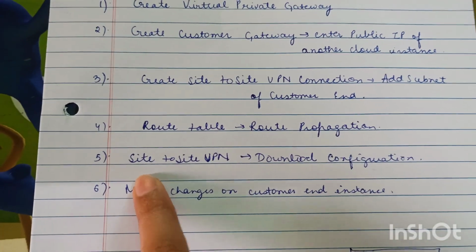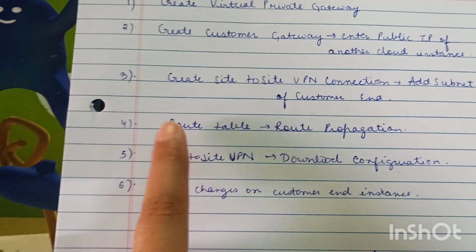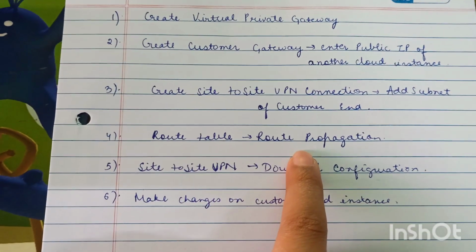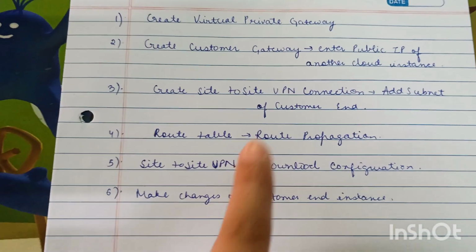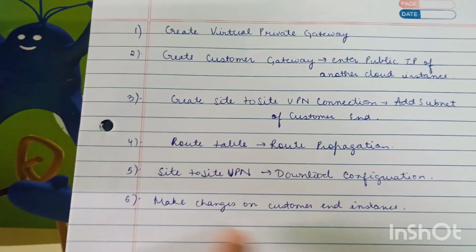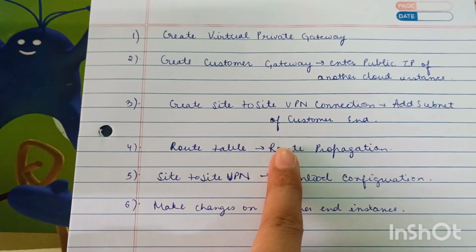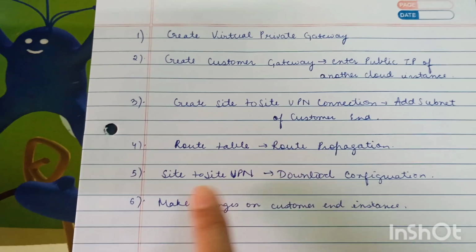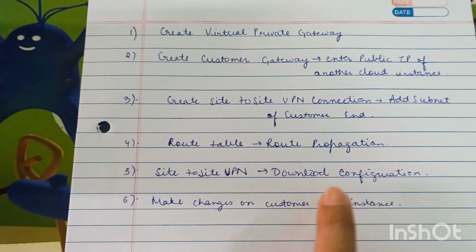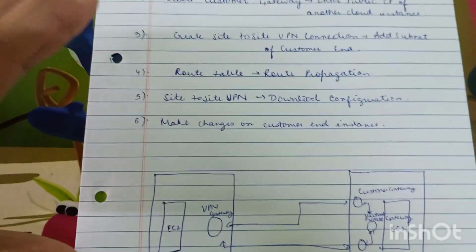Then in the route table, for the cloud from where we are establishing the connectivity, we have to enable route propagation, which will automatically add the rows for these VPN connections, like for the subnets. And then in the site-to-site VPN connection, we have to download the configuration and make changes on the customer end instance. So basically these are the steps which we follow.